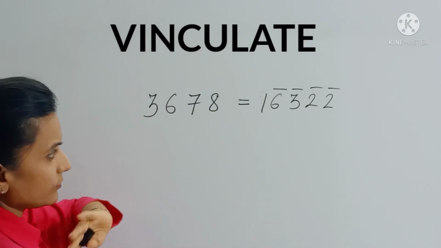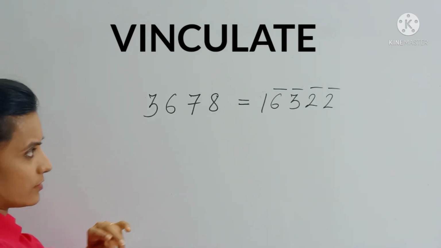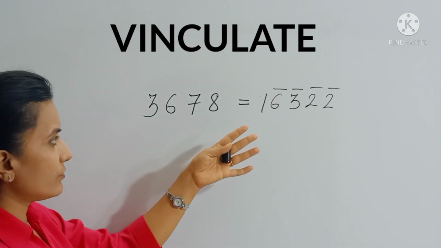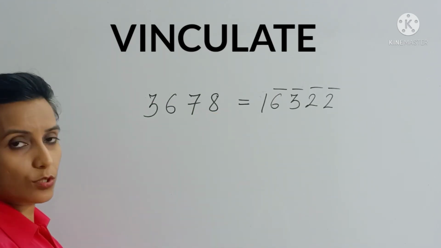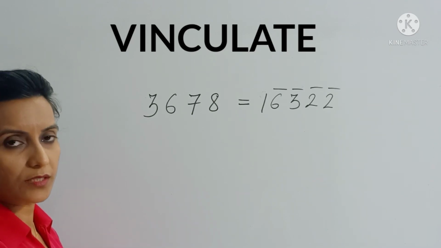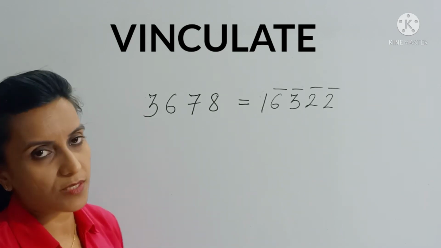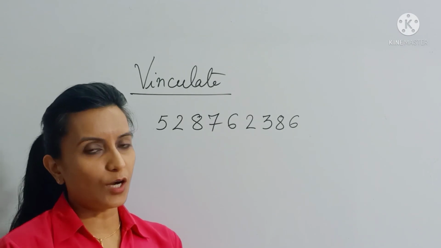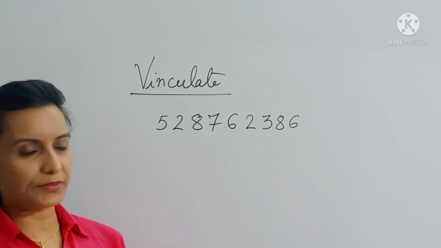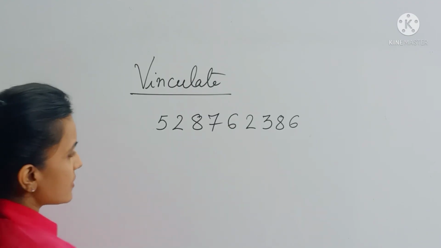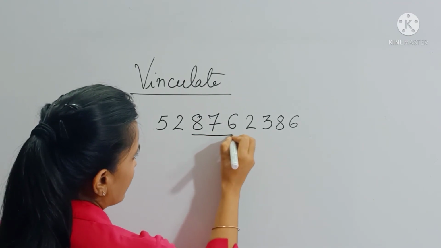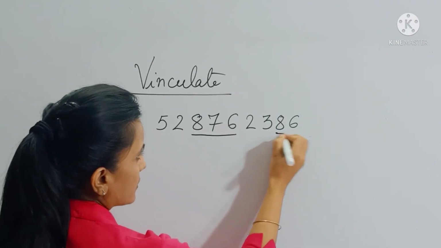So you can vinculate any number, but there is not much use of it, because the main purpose of vinculating is to convert the bigger digits to smaller digits so that your calculation becomes simpler. Okay. Now one last final one. Let's vinculate such a big number. So here let's decide which digits I want to vinculate. So I will vinculate these 3 and these 2.